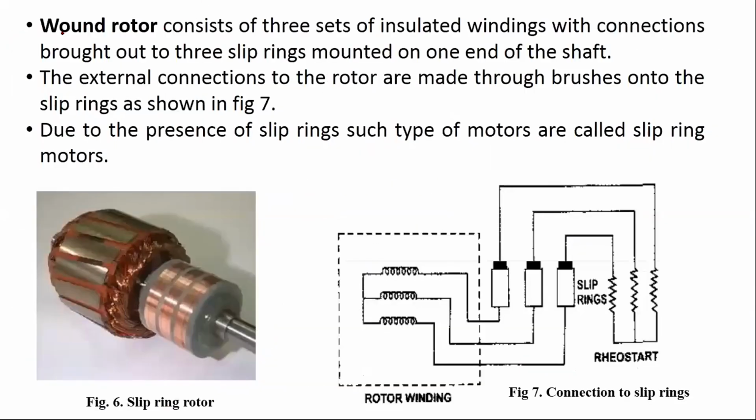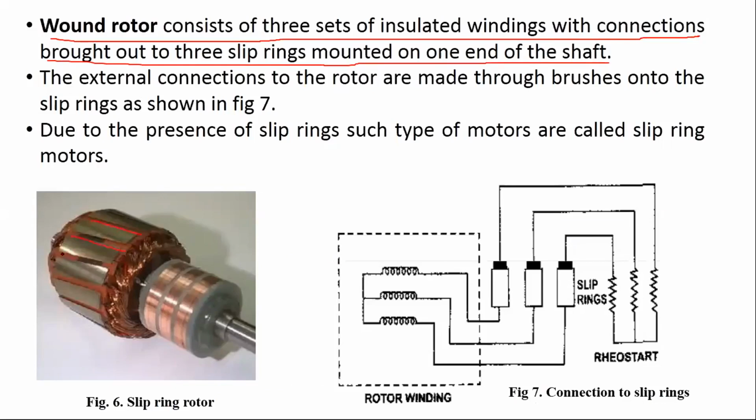Then you have wound rotor type induction motor. So wound rotor consists of three sets of insulated windings with connections brought out to the three slip rings mounted on one end of the shaft. So you can see, here also it is quite skewed.